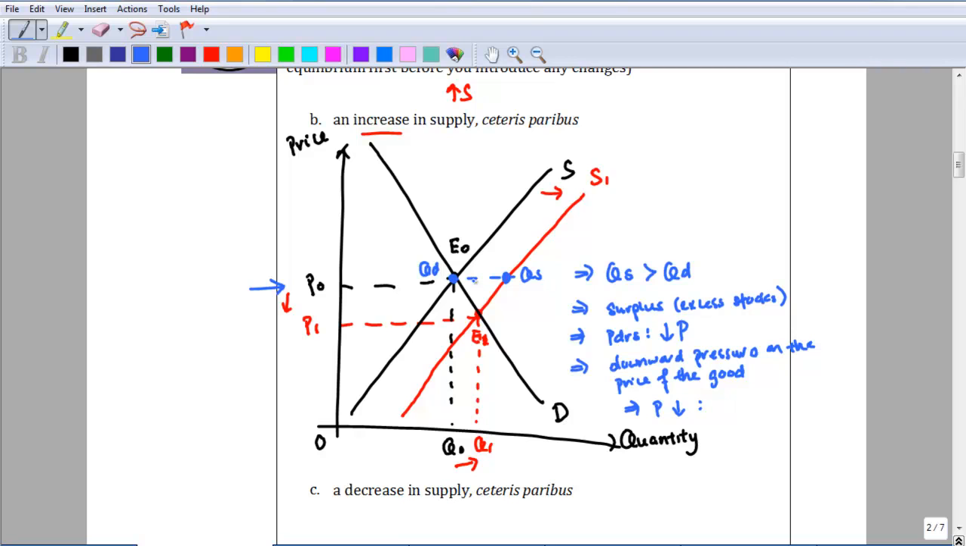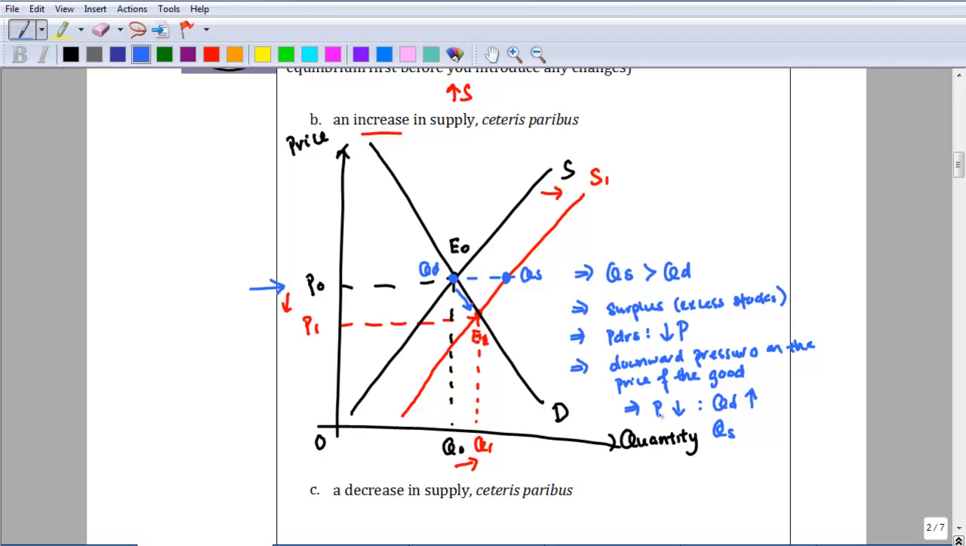So what happens when your price starts to fall from P0? What will happen to your quantity demanded and quantity supplied? We have learned the law of demand, which tells us that there is an inverse relationship between the price and quantity demanded of the good. So when the price of the good falls, quantity demanded of the good will increase. How do we show this on the diagram? When price starts to fall, quantity demanded will start to increase, so it's a movement downward along your demand curve.